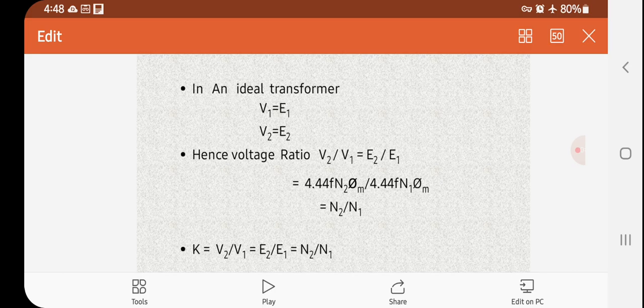So it has two cases. Case 1, if N2 is greater than N1, means V2 greater than V1, that is K greater than 1, then the transformer is called a step up transformer. And case 2, if N2 is less than N1, that is V2 less than V1, that is K less than 1, then the transformer is called a step down transformer.